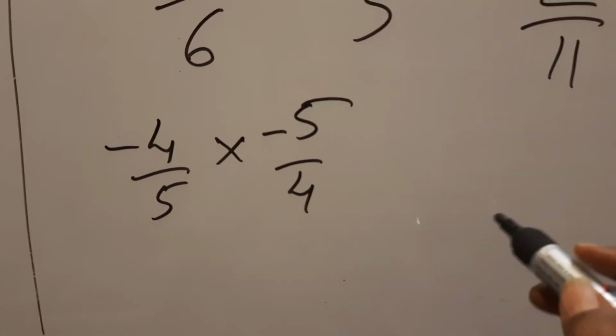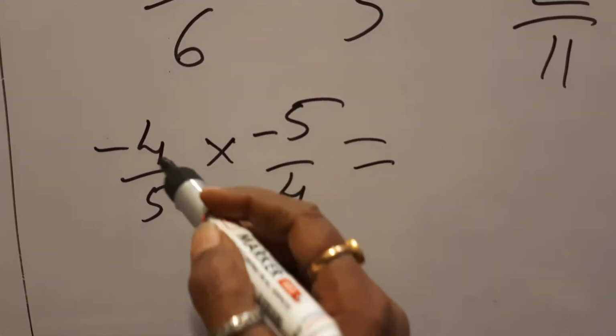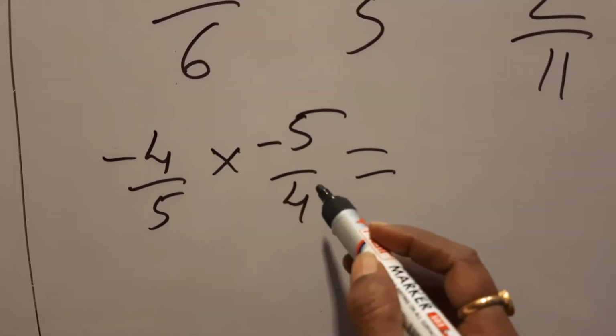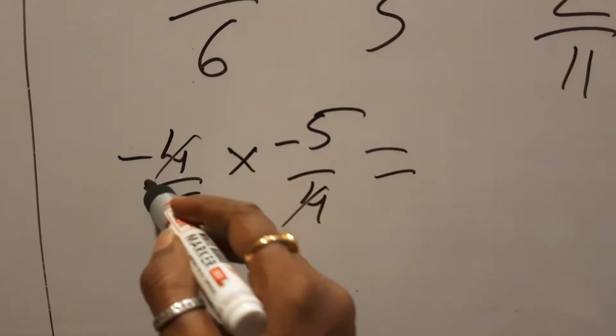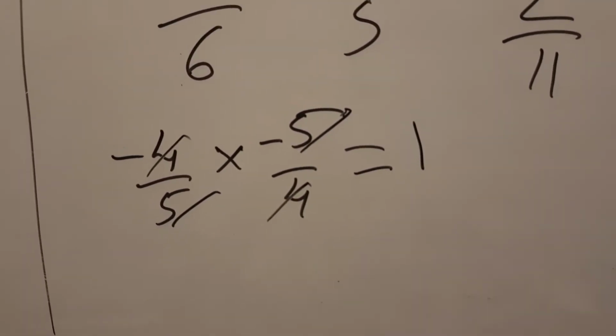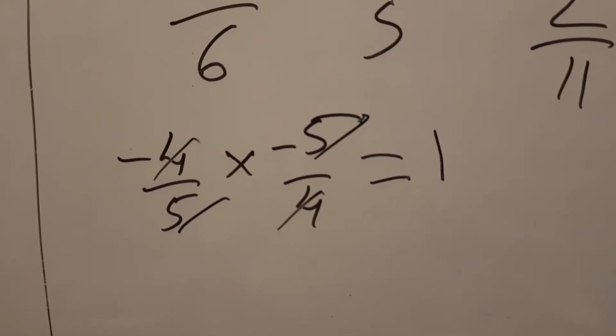I did not multiply, I just gave you an example, but this is something you should know. Minus 4 upon 5's multiplicative inverse, minus 5 upon 4. So see, cancel. So finally we have 1 as the answer. Minus into minus also is plus, children. So 1. So this is the multiplicative inverse.